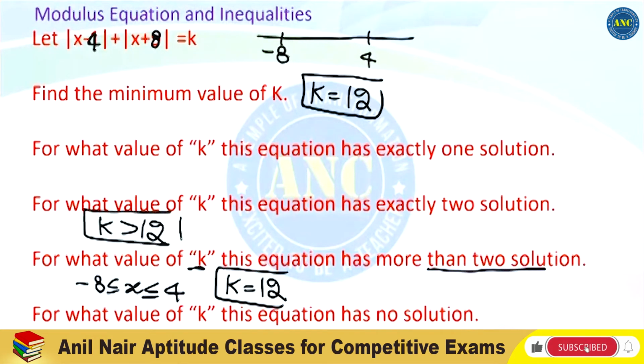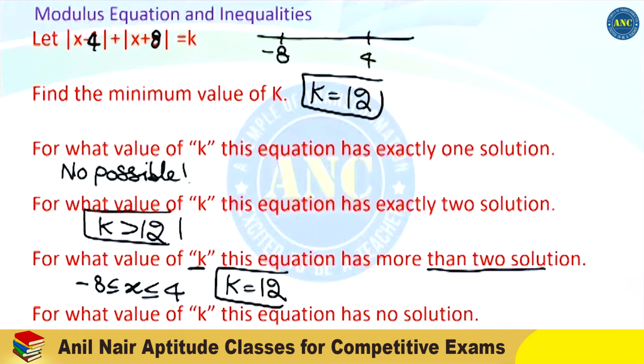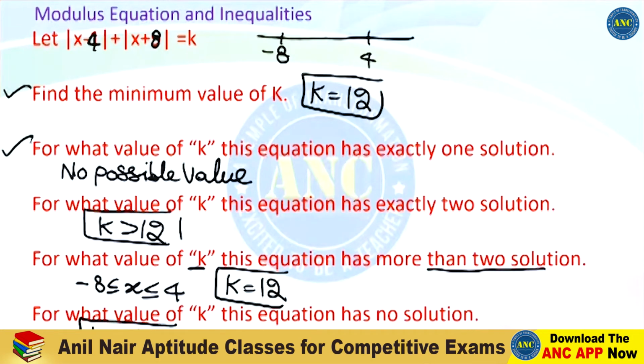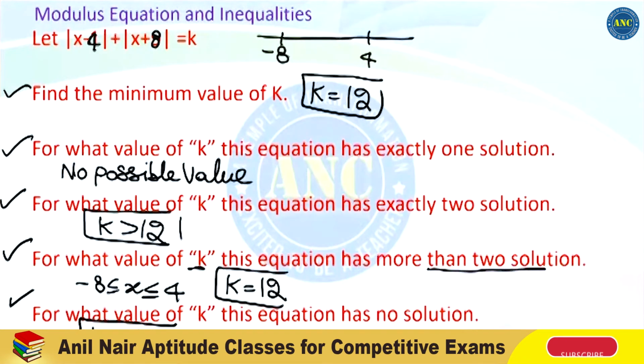Are you all with me? Exactly one solution: no possible value for k. For what value of k does this equation have no solution? k is less than 12. Once you understand, it's an extremely easy question. I hope you understood this concept. Then we will do it for 3 modulus functions, 4 modulus functions, and so on. I hope it is clear.